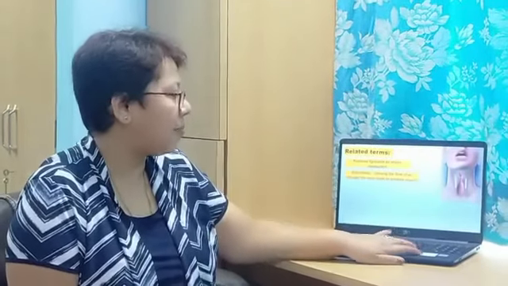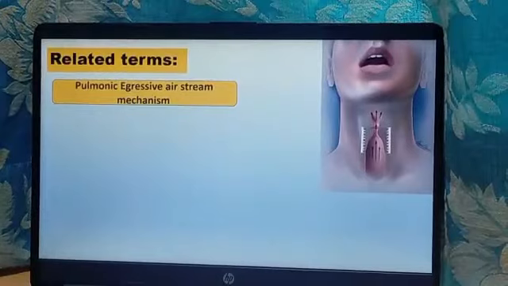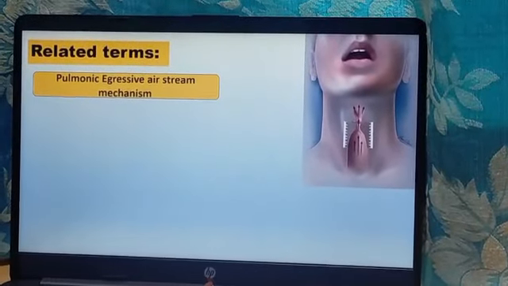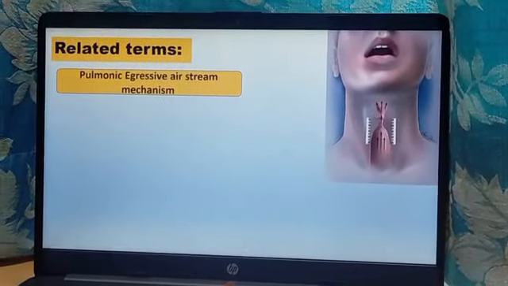Now we need to remember that the air stream comes out from the lungs. Because it is associated with the lungs, we call it pulmonic. The airstream mechanism which we use as human beings comes out from the lungs, hence it's pulmonic. It comes out, therefore it's egressive. So we call it pulmonic egressive airstream mechanism. We need to remember that it's pulmonic egressive airstream mechanism.